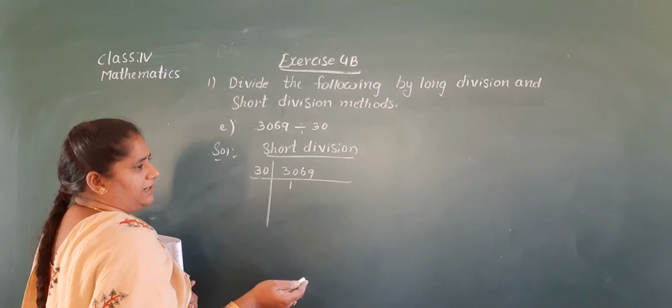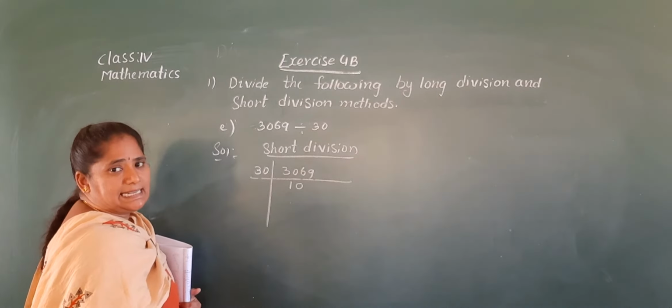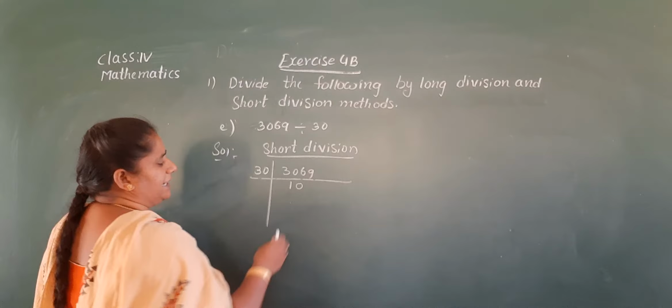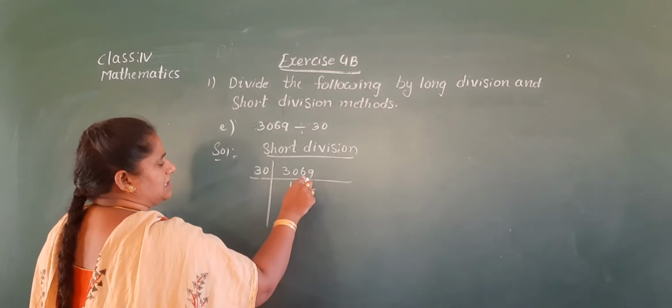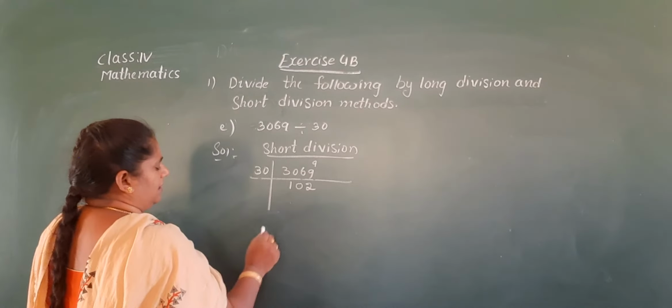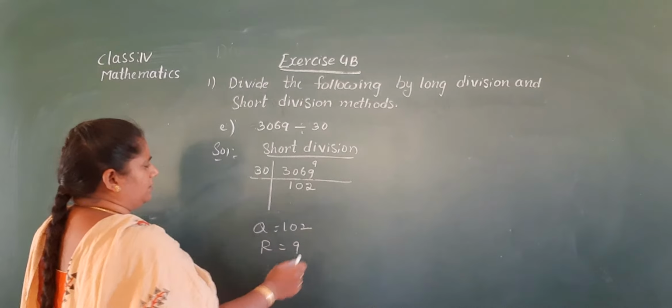6 we can't divide. So we keep 0 in the quotient place and take down 9. Now 69. Come on, tell me the 30 table. 30 ones are 30, 30 twos are 60. So 69 minus 60 gives the remainder 9. So here the quotient is 102, remainder equal to 9.